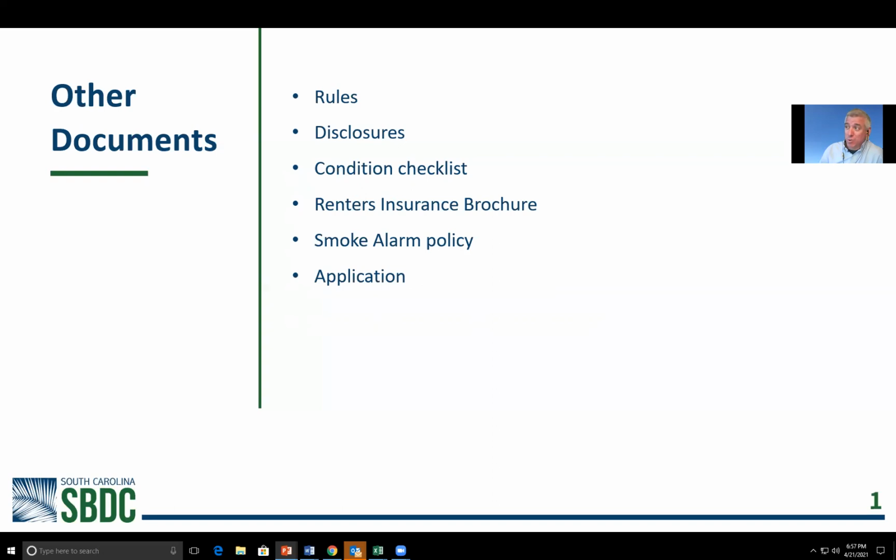So they need to give you a forwarding address, right? But anyway, then you would use that condition checklist. You're just like, well, you didn't note that there was anything wrong there upon initial inspection. And you should inspect, and they can inspect too. So you both have your checklists. There's a rental insurance brochure you can give them, smoke alarm policy, and of course the application.